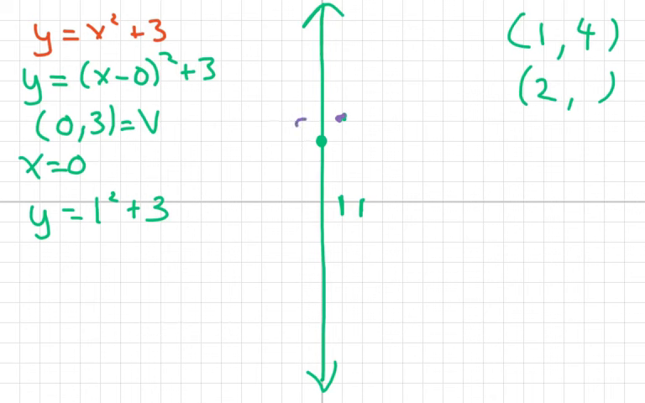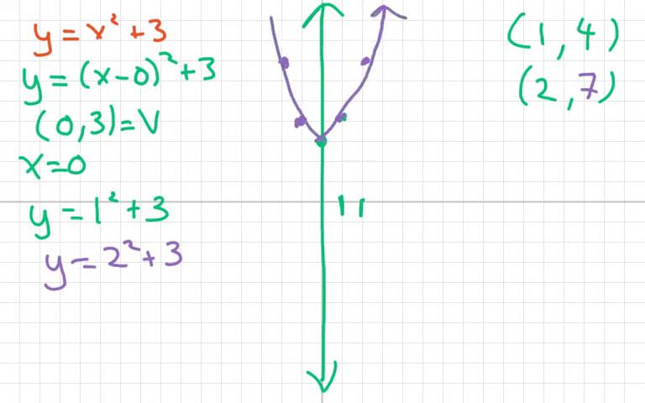So that means it's going to be symmetric. So I'm going to put the other point over here. Now what happens with 2? So y equals 2 squared plus 3. That's going to be 7. 2 goes to 7. So 4, 5, 6, 7. And then I just make it symmetric over here. And then kind of try to connect it here. And you have your parabola opening up.